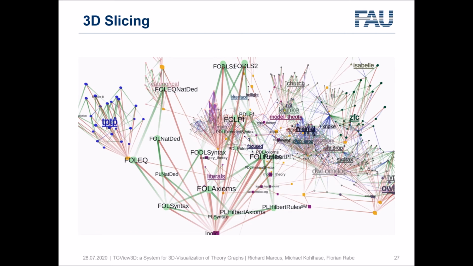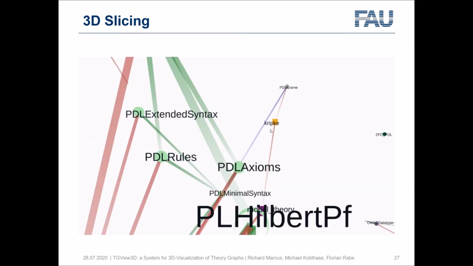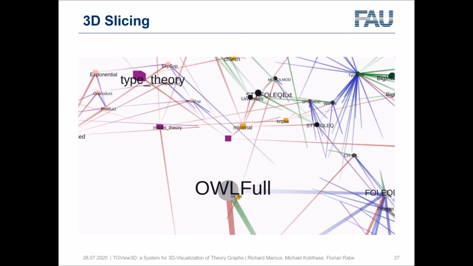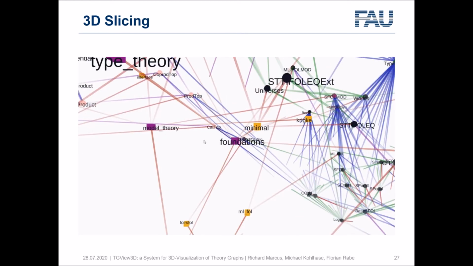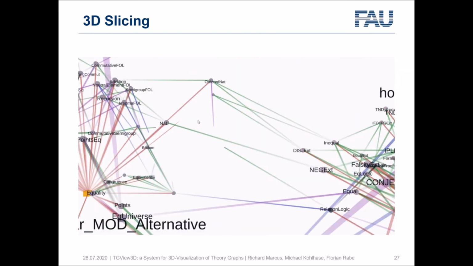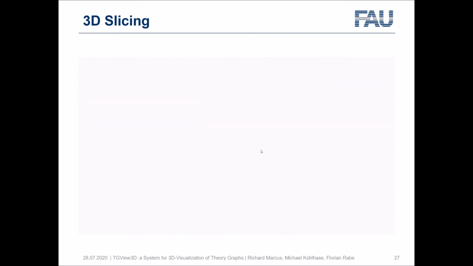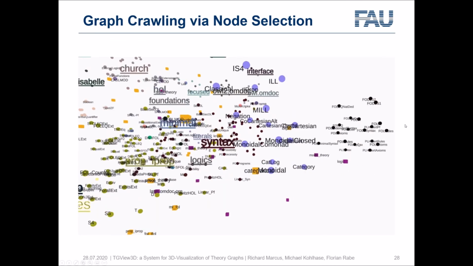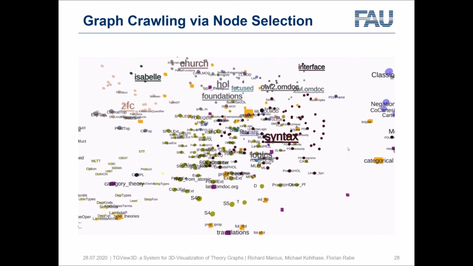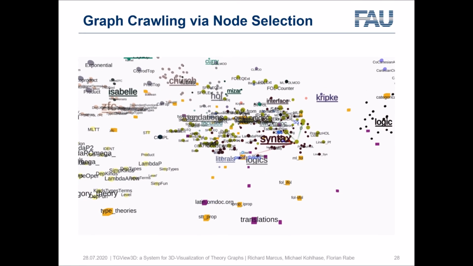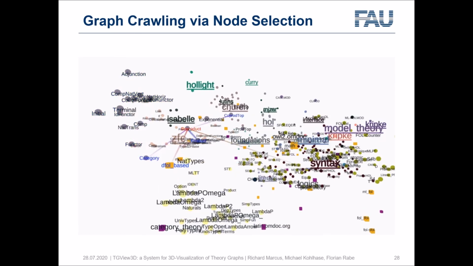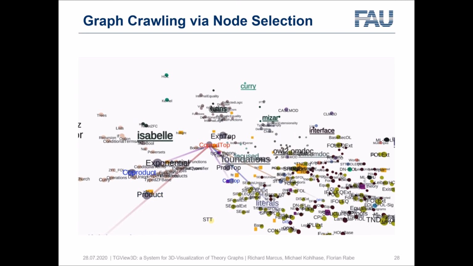Then we have 3D slicing to explore the graph. We simply hide what is in the distance and then move through the graph, so we only see one slice of it at a time to reduce the amount of complexity in the graph. Another possibility is to crawl through the graph via node selection, so that if I have an interesting node, I can just follow its nodes and edges through the graph.